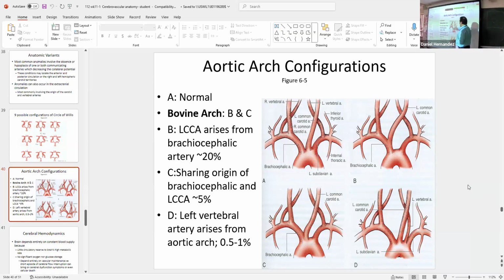So I've seen questions about bovine arch. They might ask about that. Just understand that the left common carotid artery is a branch off the brachiocephalic. That's basically the definition of a bovine arch: the left CCA is not directly branching off the arch, it's a branch off the brachiocephalic. The reason it's called that is because that's what we see in cows. So that's how it gets its name. This is what we would see if we were to dissect a cow.